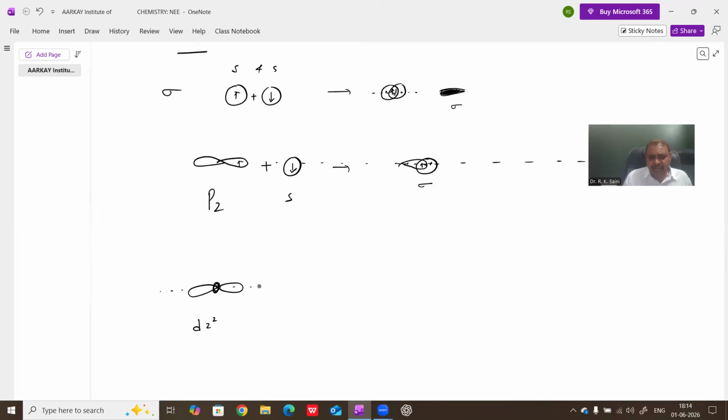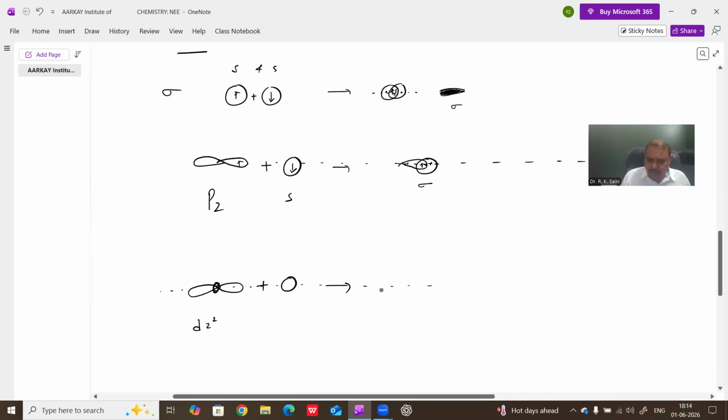We take z as the internuclear axis. Therefore, dz square and one s orbital overlap each other and also make a sigma bond. The definition of a sigma bond is that the electron density is centered between the nuclei of the bonded atoms along the internuclear axis. Therefore, it is known as a sigma bond. D and s overlapping gives a sigma bond.